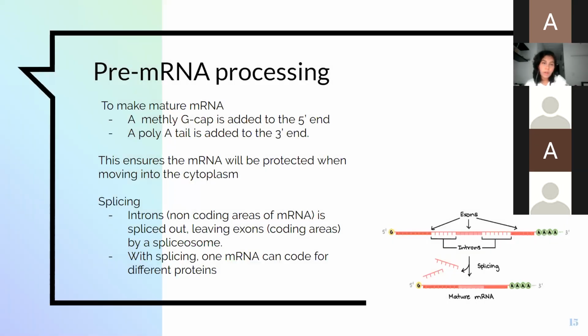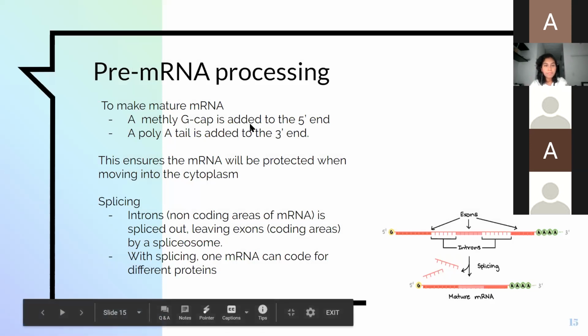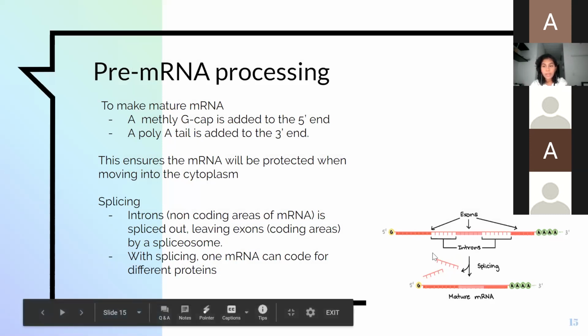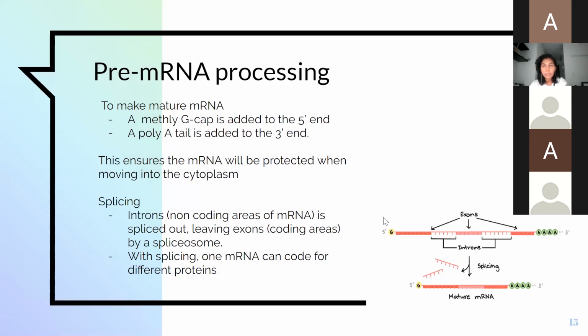So pre-mRNA processing happens, and these are the 3 main things that happen. At the 5' end of the pre-mRNA, you have a methyl G-cap, and at the 3' end, you have a poly A tail. This is generally what helps protect the mRNA from being degraded once it goes from the nucleus to the cytoplasm.